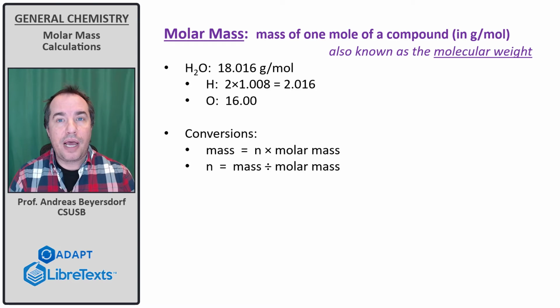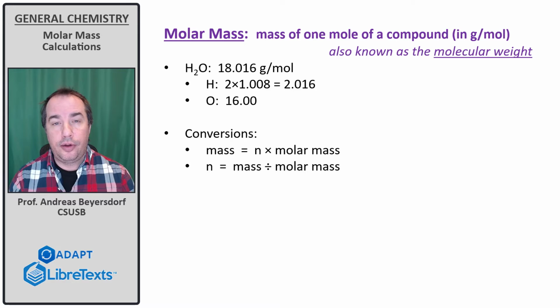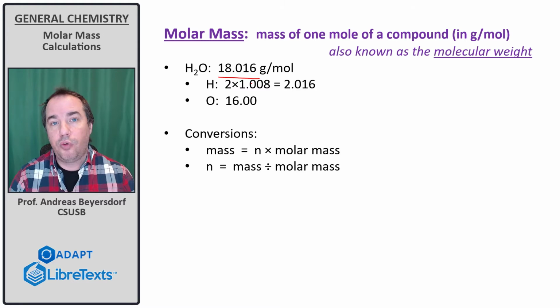The molar mass is the mass of 1 mole of a compound. It's in grams per mole and also known sometimes as molecular weight. The molar mass can be found based on the elements that make up the molecule. For instance, H2O has 2 hydrogens, so I take 2 times the atomic mass of hydrogen plus the atomic mass of oxygen, and that'll get me 18.016, and that's the molar mass.